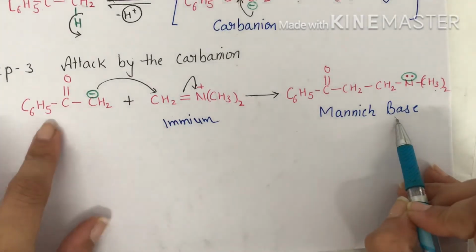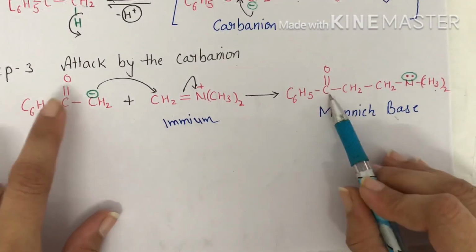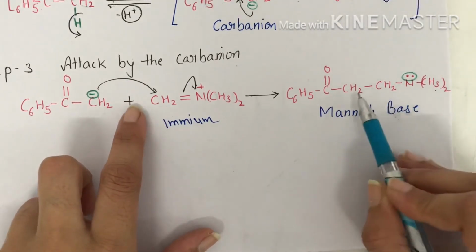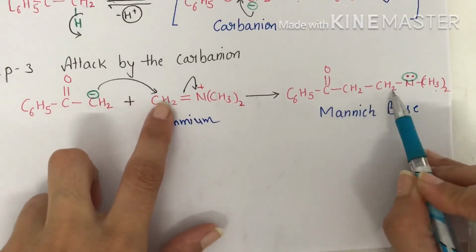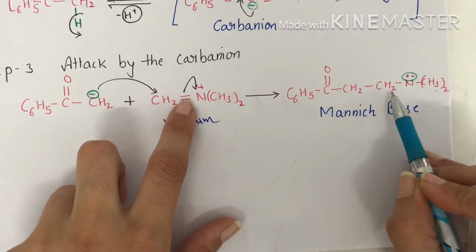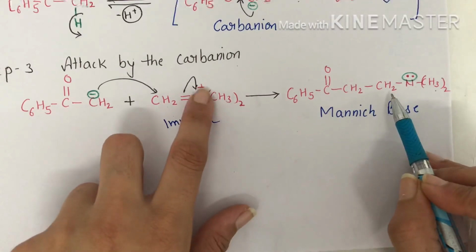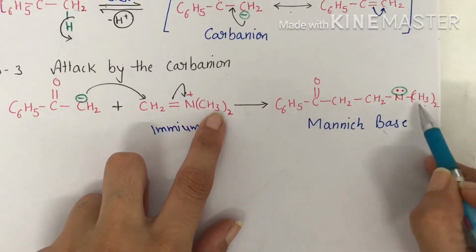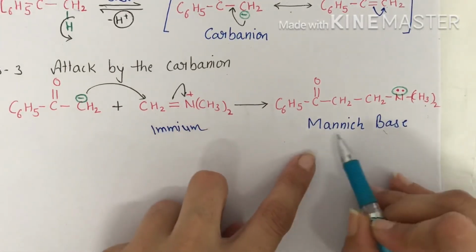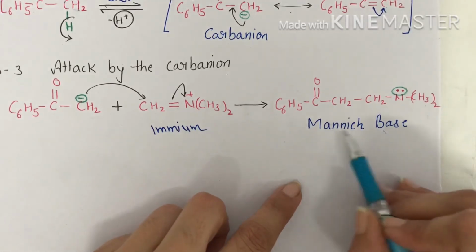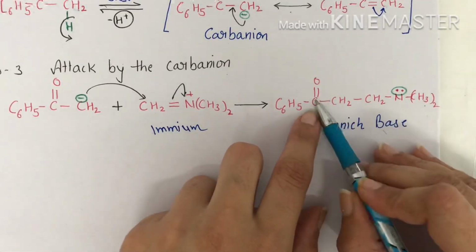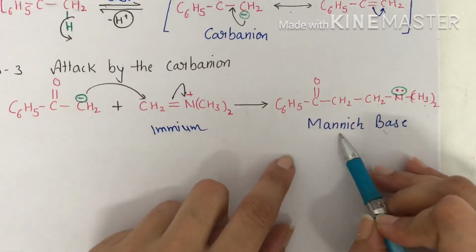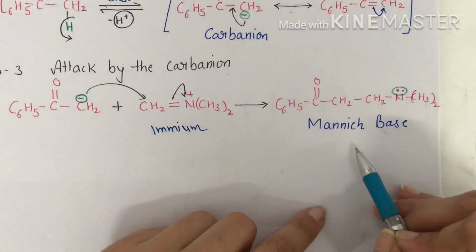As you can see in the reaction, this C6H5 CO CH2 attacks the CH2 and makes a bond. The double bond has shifted onto the nitrogen atom, which bears a positive charge. Now it has a lone pair of electrons, and these 2 alkyl groups, 2 methyl groups. This is the whole Mannich base. Because of the carbonyl compound, it is also called alpha beta amino carbonyl compound. This is the whole Mannich reaction.